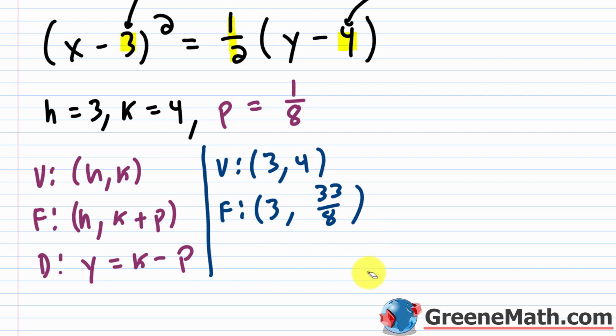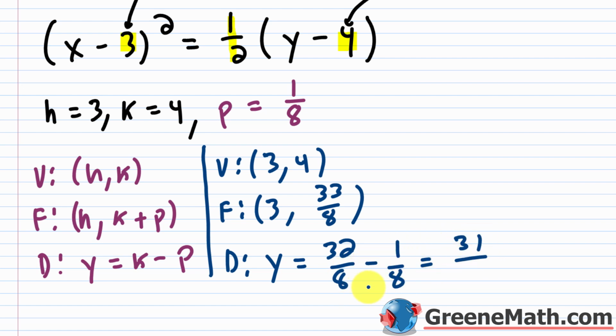And then for the directrix, this is going to be y equals k minus p. So it's going to be 4 minus 1/8, so that's going to be 3.875 if you want to use a decimal, or again, you could just go 32 over 8 minus 1/8. 32 minus 1 is 31, over the common denominator of 8. So this is 31 over 8. So let's write that like that.